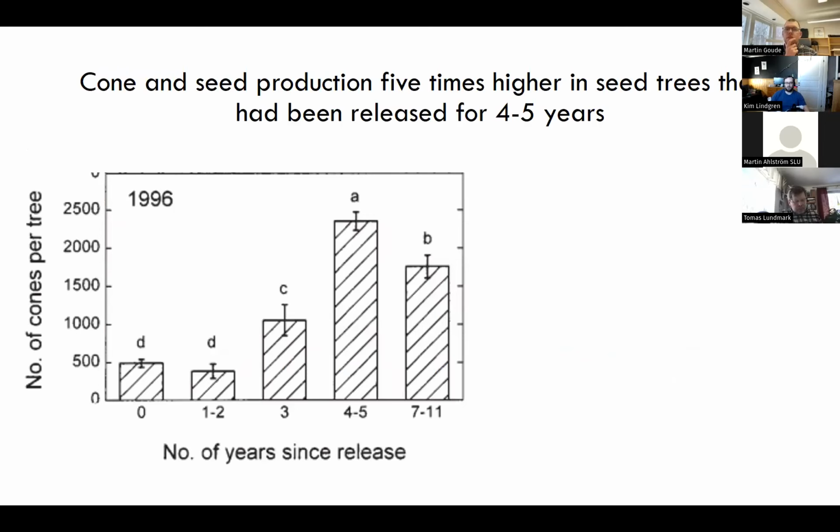Yes, and then Christer Carlsson conducted a study looking at the effects of release on cone production and seed production. In his study, he concluded that the number of cones was almost double 4 years after the release cut. So that's actually what that graph is showing. It's exactly this release effect that I was talking about.